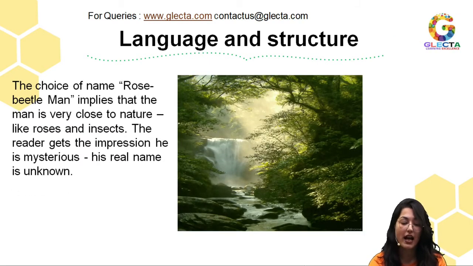Okay, here I have written about the choice of name, Rose Beetle Man. Here the identity of the Rose Beetle Man is not directly disclosed, but you can feel that the Rose Beetle Man was fond of butterflies, of so many insects and animals. He was fond of nature. The reader gets the impression he is mysterious. His real name is unknown.